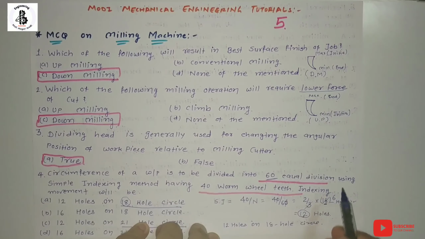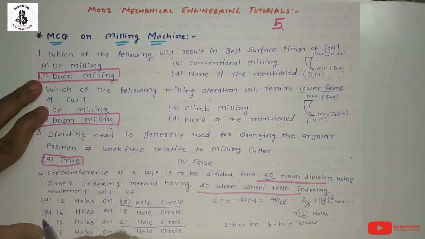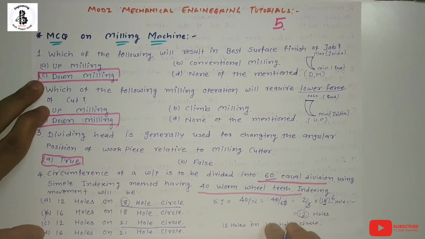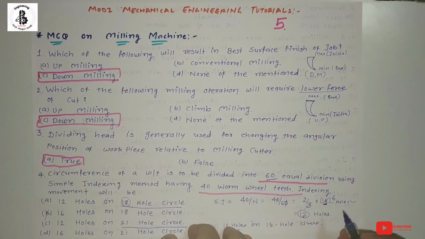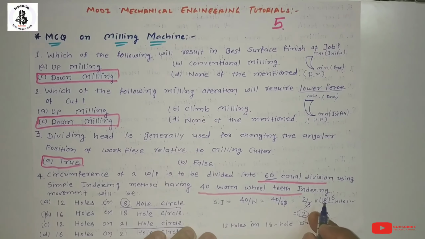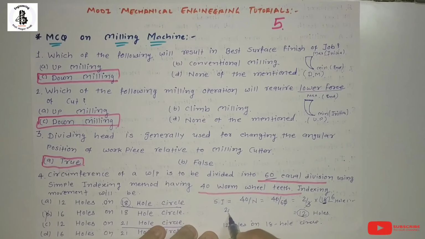So let us check with the other options. The second is not possible. Then 21. Just put the value 21 instead of 18. So just you can see 2 by 3 into 21, so 14 holes on a 21 hole circle.